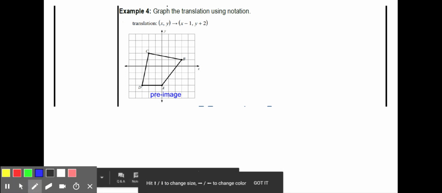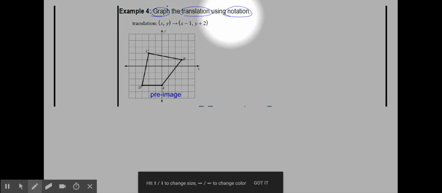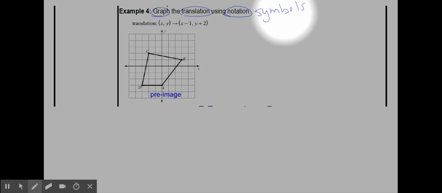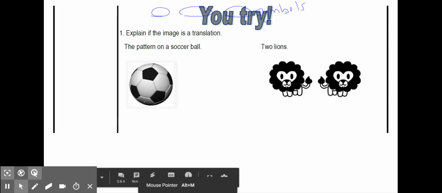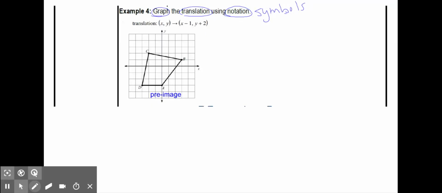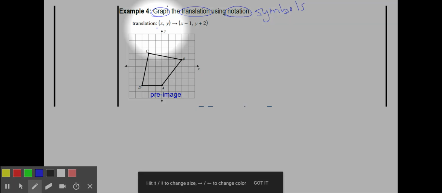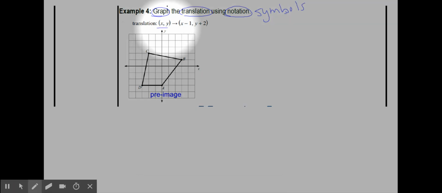So we're going to graph the translation using notation. Notation are just symbols. So we see we have our pre-image, and we see we have any ordered pair. So this is a rule we can use on any ordered pair.